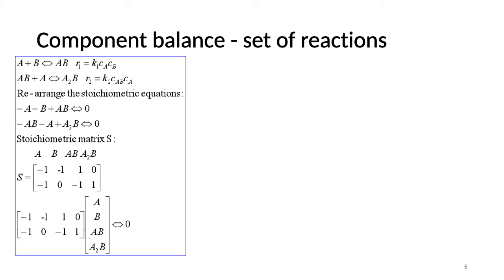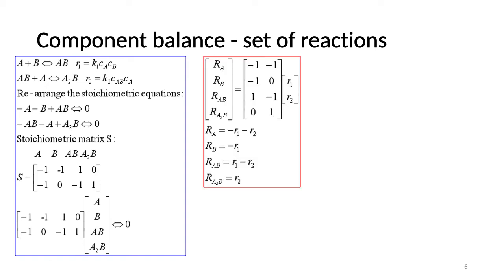I first rearrange the equations and write the stoichiometric matrix S for the components A, B, AB and A2B. Remember to keep the order of the components when writing the matrix. Then I can put the two stoichiometric equations in the matrix form. The capital R of each component is written as a matrix equation which is equal to the transpose of the stoichiometric matrix times the rates of two reactions.